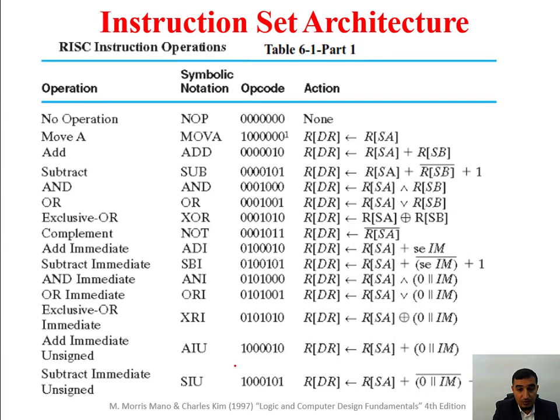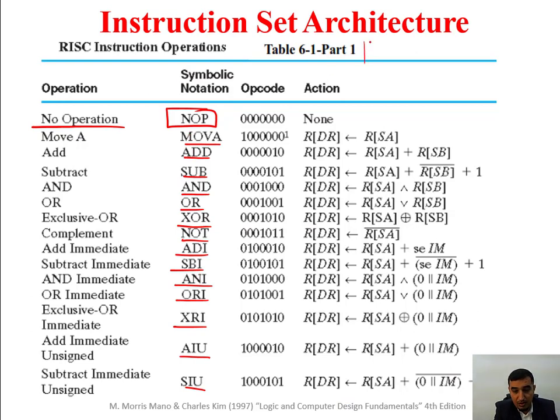Table 6.1 shows us the operations that we have. NOP, or no operation, is used in pipelines to reduce hazards. We have move A, add, subtract, and, or, XOR, not, add immediate, subtract immediate, and immediate, or immediate, XOR immediate, add immediate unsigned, subtract immediate unsigned. All of these instructions are the reduced instruction set operations. This is part 1, remember.